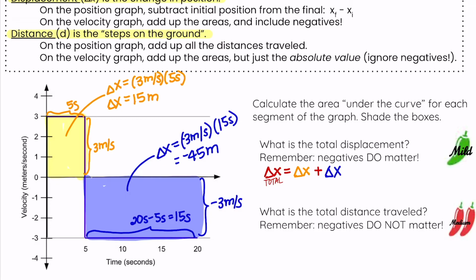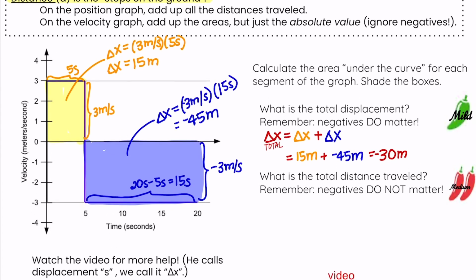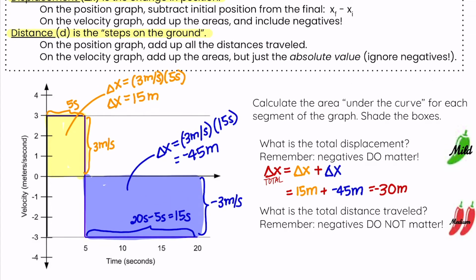And so for the first segment, it was equal to 15 meters. So let's go ahead and write 15 meters plus negative 45 meters. And so then we get negative 30 meters. Now, it doesn't mean that they went backwards, right? It just means that wherever they started from and where they ended up from, they just went in a negative direction.